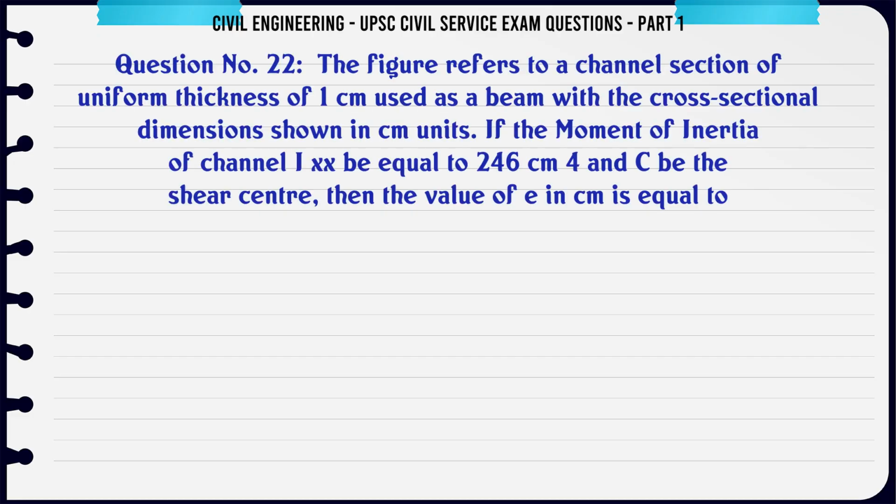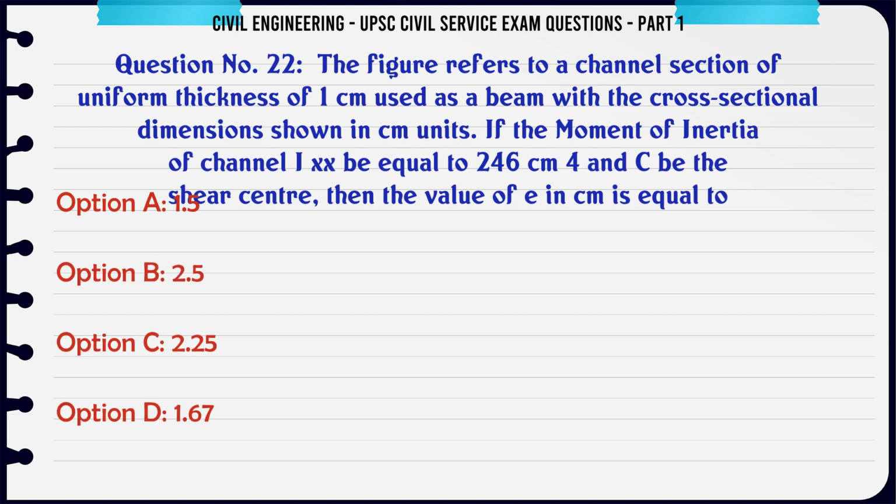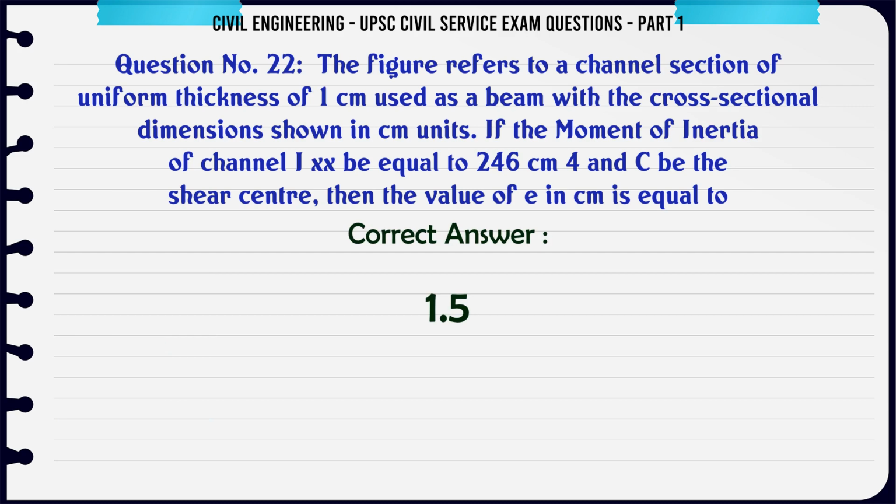The figure refers to a channel section of uniform thickness of 1 cm used as a beam with the cross-sectional dimensions shown in cm units. If the moment of inertia of channel Ixx be equal to 246 cm⁴ and C be the shear center, then the value of e in cm is equal to A 1.5, B 2.5, C 2.25, D 1.67. The correct answer is 1.5.